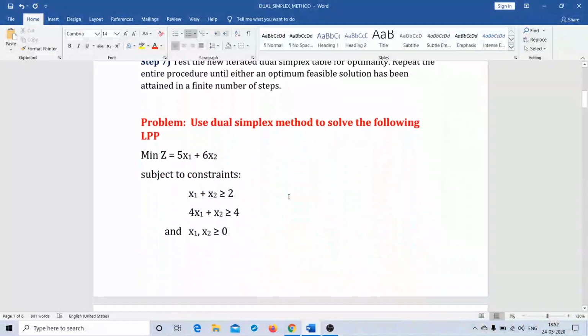Now we have a problem. This is how the problem will also appear for you. Use the dual simplex method to solve the following LPP. So the objective function is of minimization type and you are given two constraints which are of greater than or equal to type. Okay. Now let us see how to solve this particular LPP using the dual simplex method.